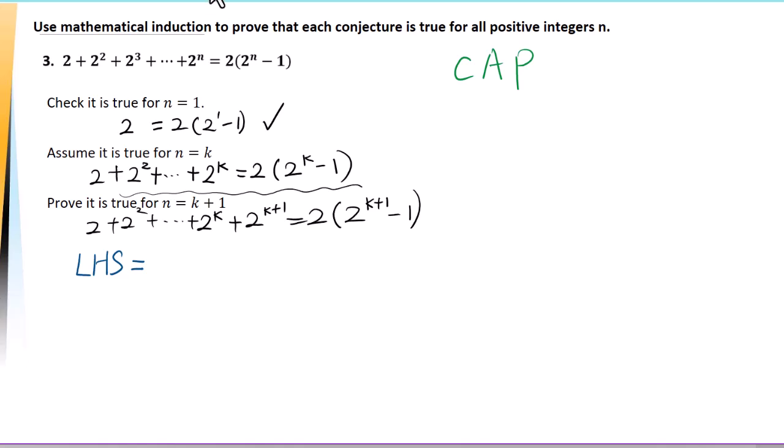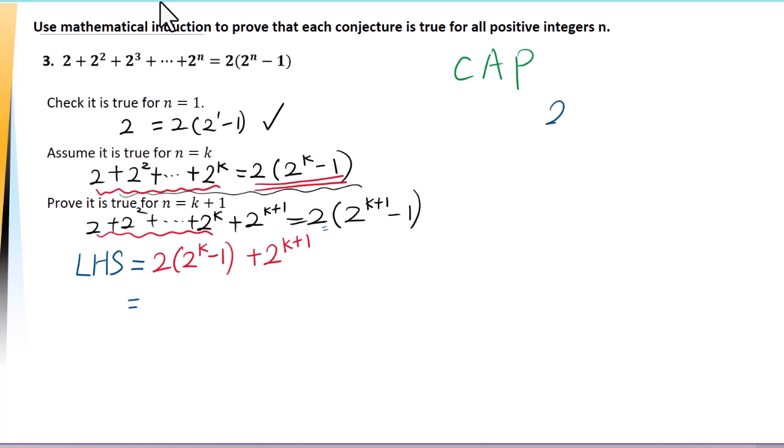The left side equals, use the assumption. The first k terms equal this. Do the substitution: 2 times (2 to the kth power minus 1) plus 2 to the power of k plus 1. Then always check the right side. We have 2 as a common factor, so you need to take a common factor 2 if possible.